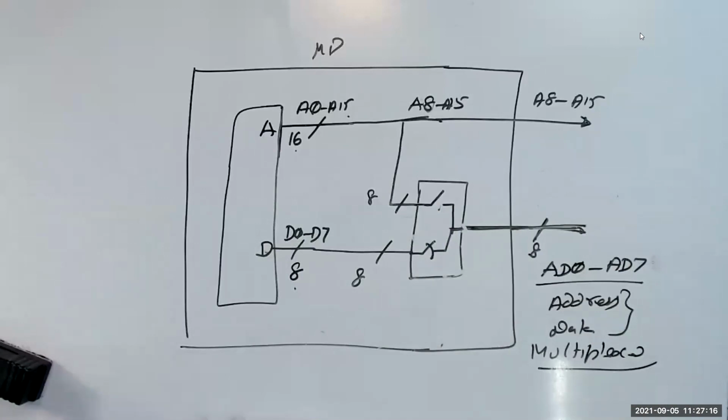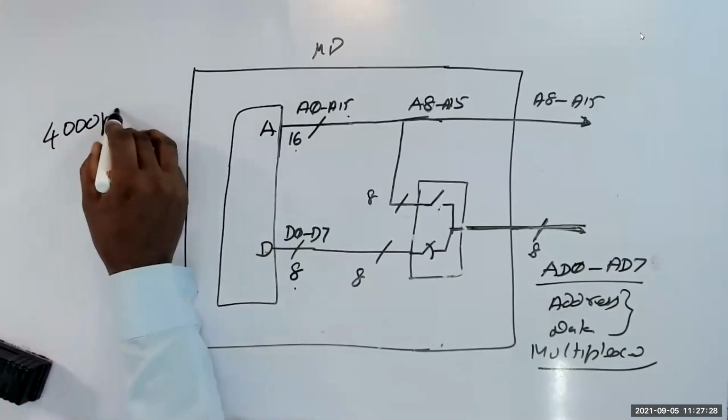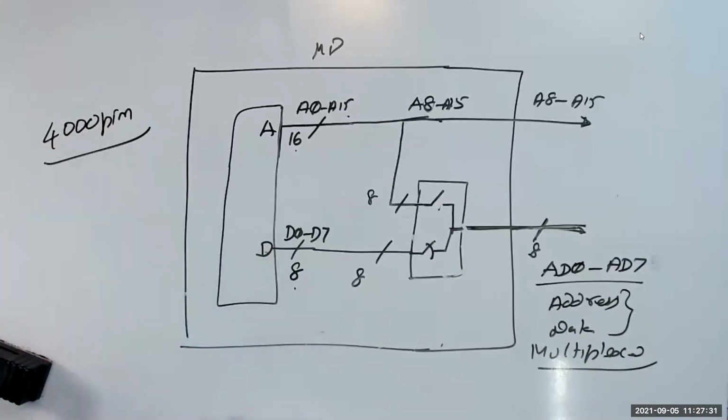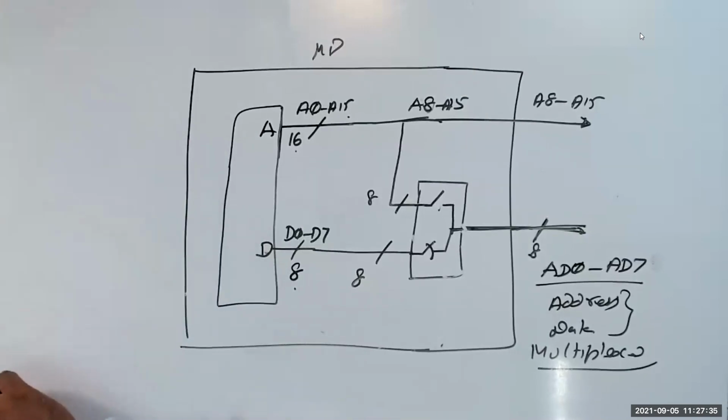But this was only in the old days. This was only in 1976 and not today. In 2021, we don't use this concept. It's gone, because today people are making ICs with 4,000 pins. ICs are available with even more than that. So we don't have to worry about that when making the IC.